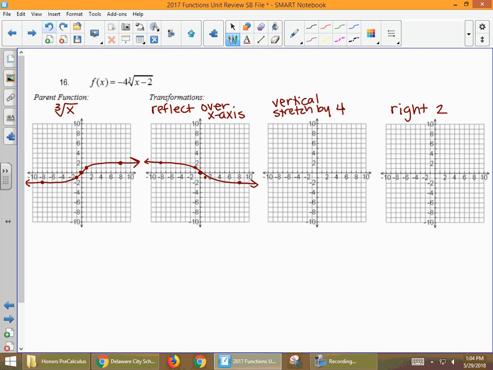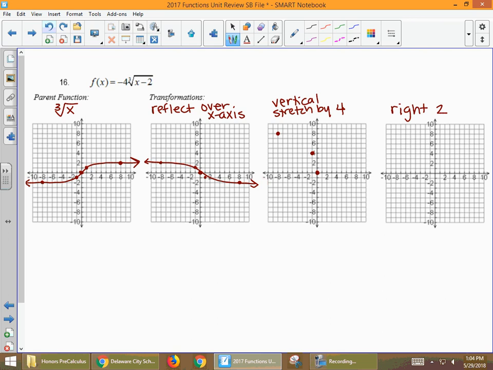Again, we're plotting specific points. Vertical stretch by 4 means that every y value is going to get multiplied by 4. That does not affect your y at 0. 0, 0 is not going to change. It does affect negative 1, 1. Negative 1, 1 is going to turn into negative 1, 4, multiplying 1 by 4. Negative 8, 2 was our other point. When we multiply 2 by 4, we get 8. So negative 8, 8.